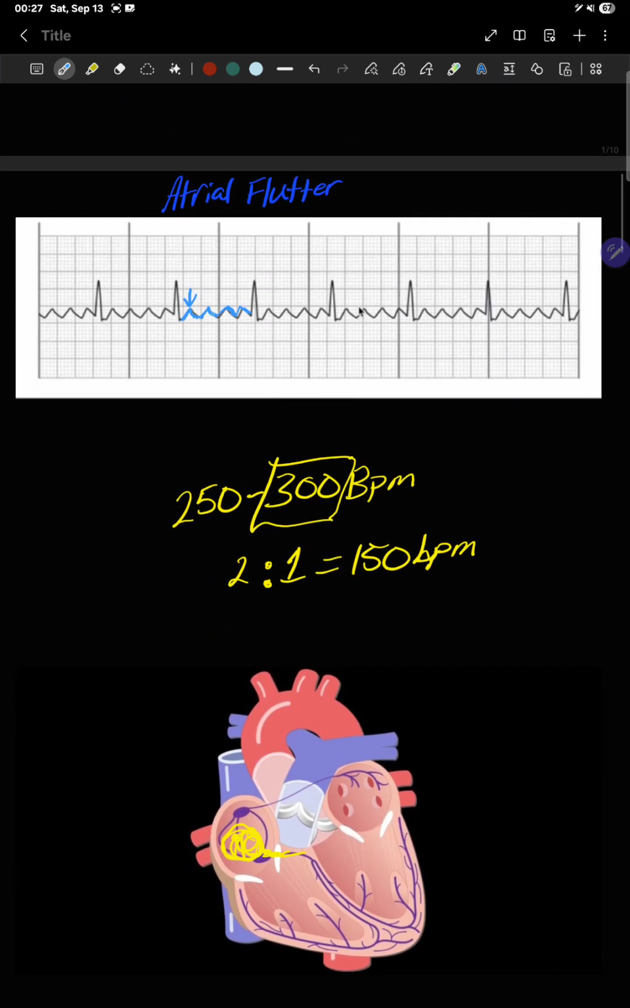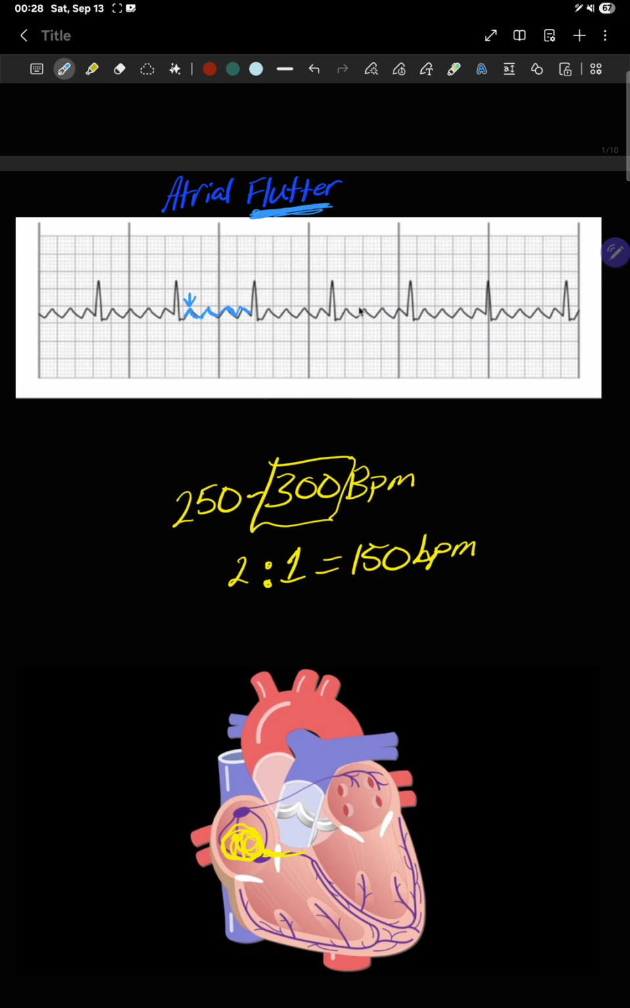So now I'm looking at this and I see these teeth right there. These are technically P waves, but these are called F waves. It's just a way of characterizing that these are flutter waves that are coming through. They're still P waves, because they're coming from above the AV node, above the ventricles. It's causing a contraction, so we're still getting a P wave, but a way to think about it is these are F waves because they're flutter waves.